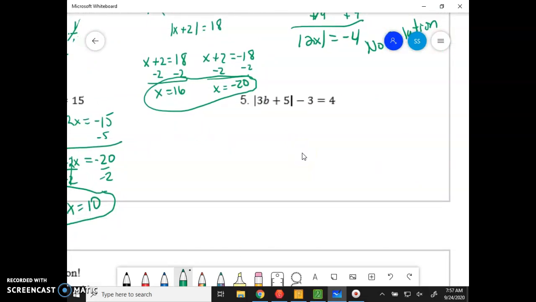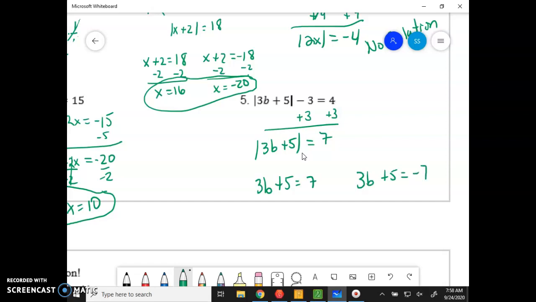So number 5, first thing we need to do is move everything outside the absolute value bars. So get rid of this negative 3. I do so by adding 3. So I'm left with the absolute value of 3b plus 5 is equal to 7. Step 1.5, determine if there's going to be a solution. Yes, there is, because this is positive. So now basically I just need to set up two equations equal to the number and its opposite, the opposite just being the negative number. So we got 3b plus 5 is equal to 7, and 3b plus 5 is equal to negative 7.